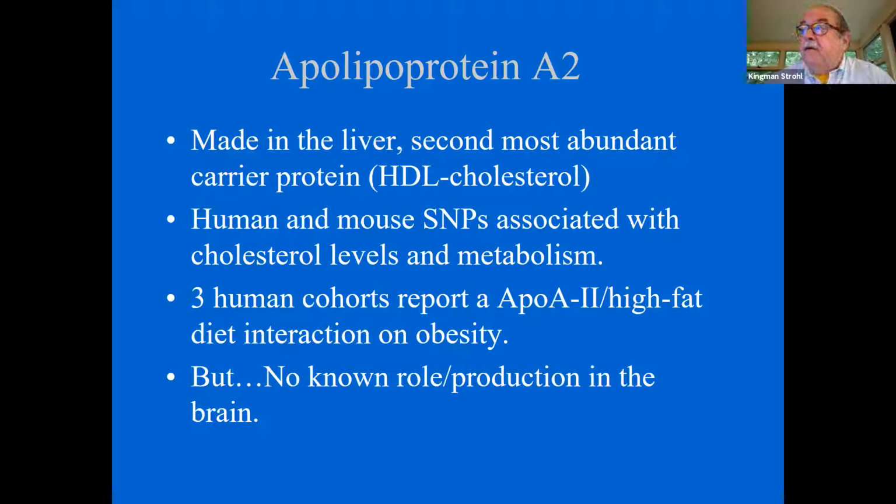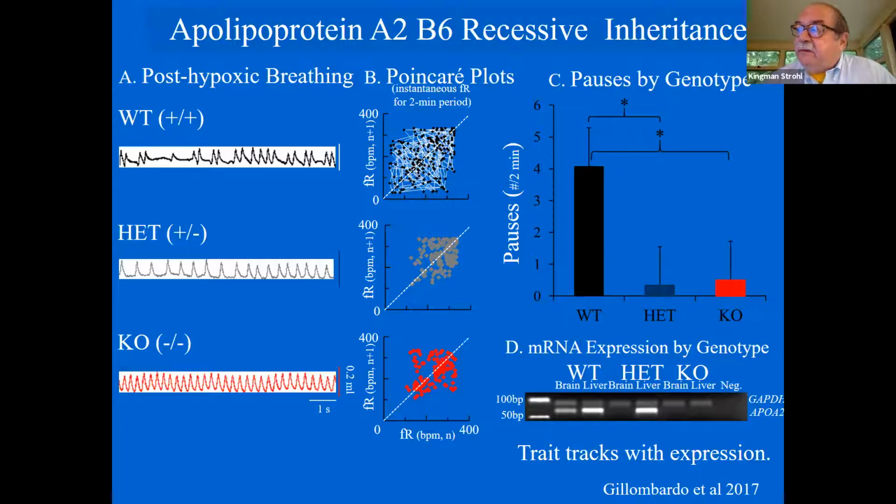So we found that it had a recessive inheritance, and this is a 2017 paper. The first panel shows examples of these breathing patterns with a wild type, a heterozygote, and a knockout. So we now manipulate the gene itself in the B6. B shows what are called Poincaré plots, which plot the instantaneous frequency of one breath against the frequency of the next one. And you can see that irregular breathing has a lot of scatter along the line of identity, that white line going through there, a lot of mischief in there. The heterozygote is a little bit better, and the knockout is about the same as the heterozygote. Pauses by genotype, the heterozygote and the knockout are about the same.